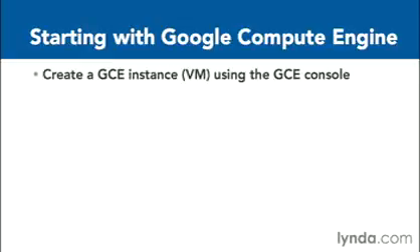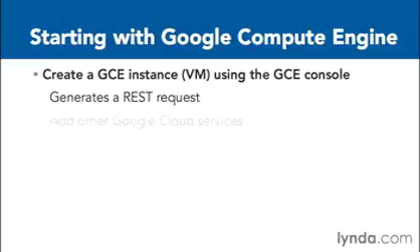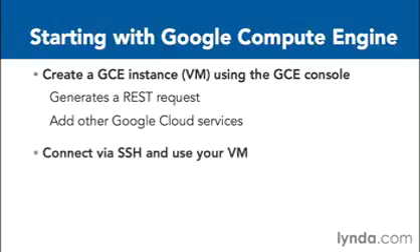And then we're going to create a GCE instance or a virtual machine using the console. This will generate a REST request, which is formatted as text. So I'll show you what that looks like, which can be passed programmatically or via script. So in other words, you can start this by just clicking in the console. But if you're using this in a production situation, you usually will have some sort of scripts that you use. And we can look at adding other Google Cloud services as we spin up our instance. And then finally, once our instance is live and available, we will connect to it via SSH, just to show you how to interact with your instance.